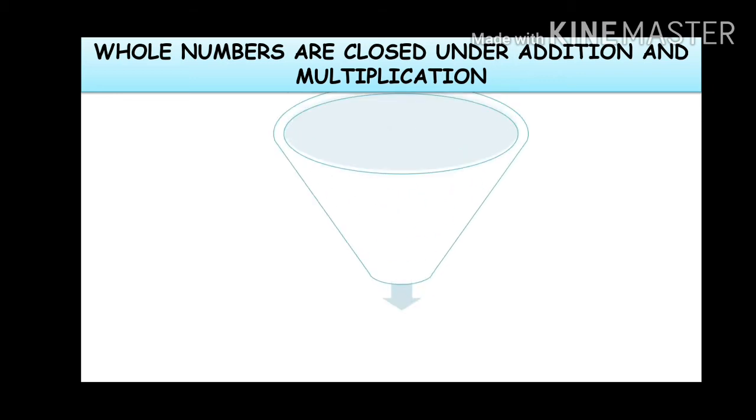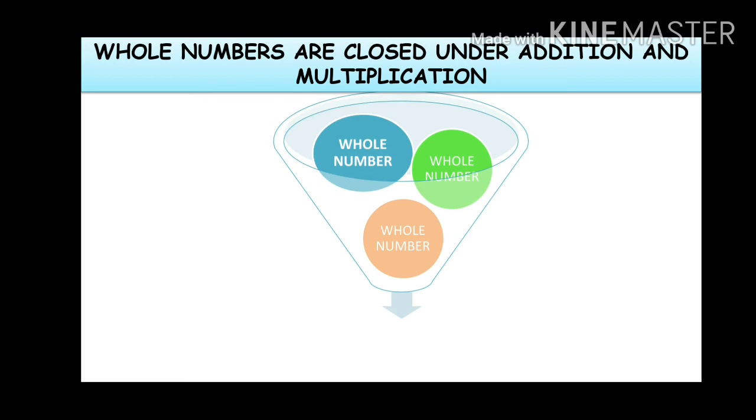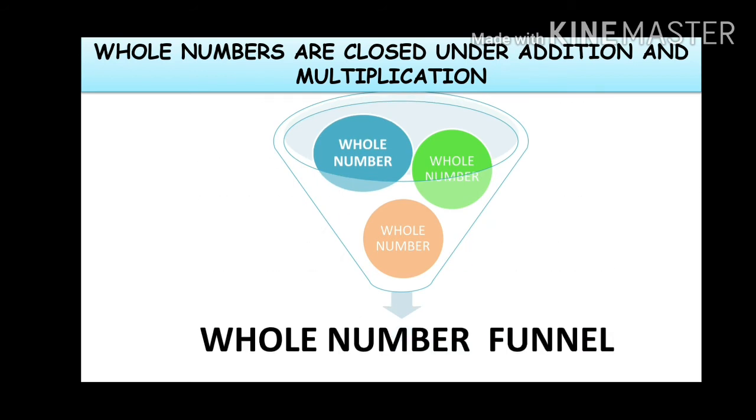That means whenever a whole number is added or multiplied to another whole number, the result is also a whole number. That means they stay inside this funnel only. The result doesn't go out of the whole number group. So whole number plus whole number will give a whole number. Whole number multiplied by another whole number also will give a whole number only.